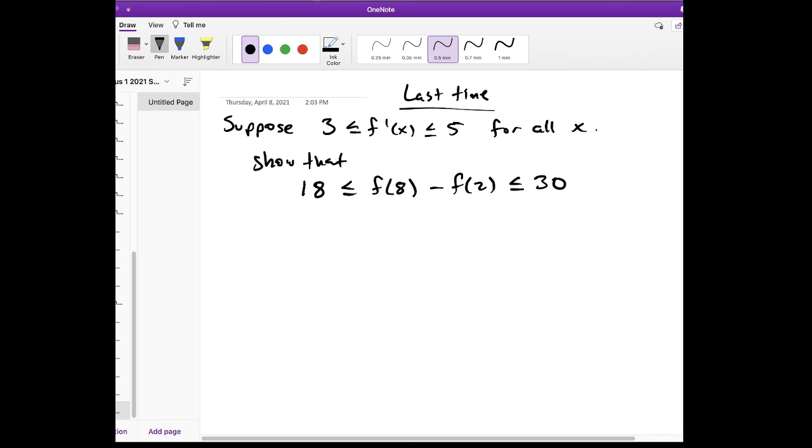Okay, so last time we talked about Rolle's theorem and the mean value theorem. So let's do this example here, and it might involve one of the two. Suppose that you have a function whose derivative is greater than or equal to 3 and also less than or equal to 5 for every single x. And the goal is to show that f of 8 minus f of 2 is always in between 18 and 30. Okay, so can someone tell me what theorem you think can be used here?